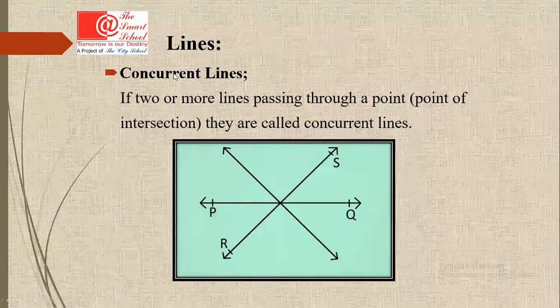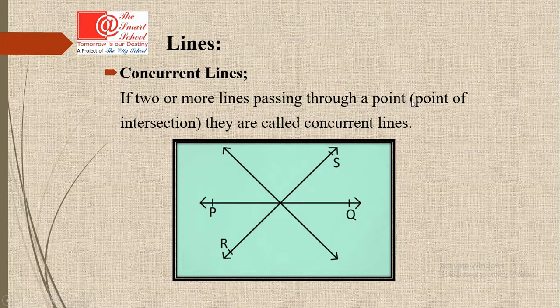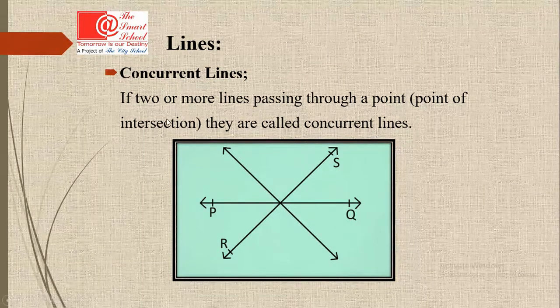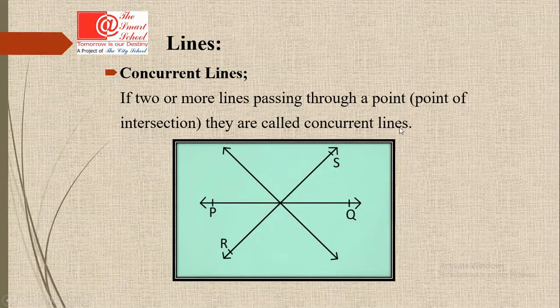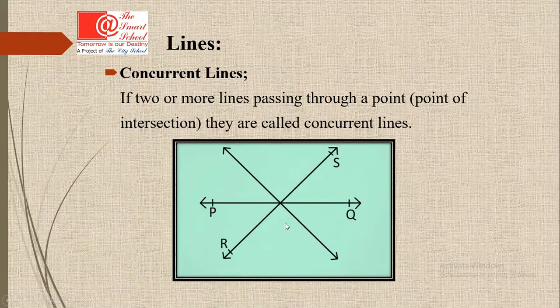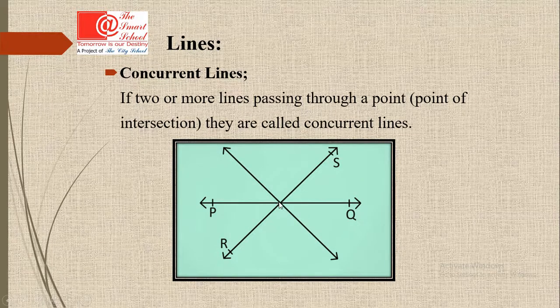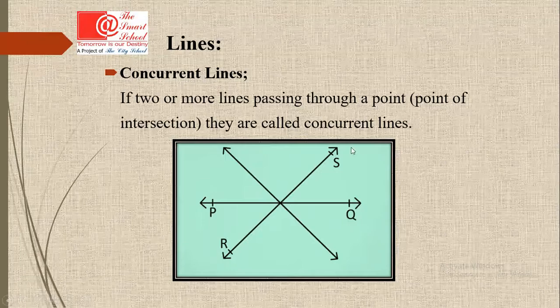Now, concurrent lines. If two or more lines pass through a point, like a point of intersection, they are called concurrent lines. Like here, this is line RS, this is PQ, and even one more line. These three lines are intersecting at this point, so these are called concurrent lines.